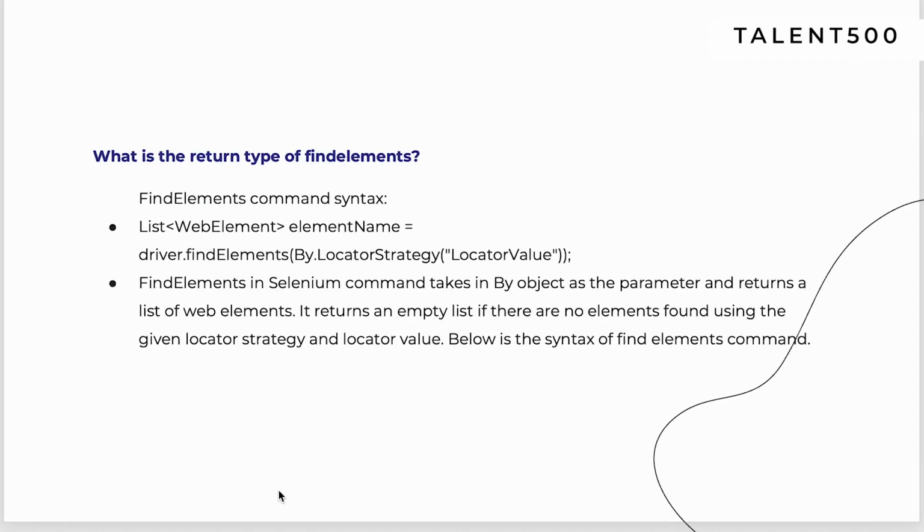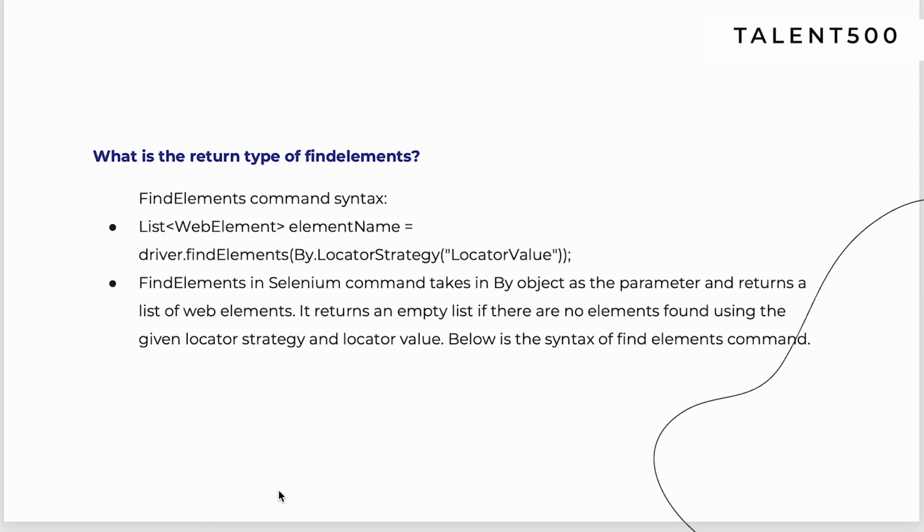What is the return type of findElements? There are two ways to identify an element: one by using findElement, one by using findElements, and the return types are pretty different in both cases. For findElements, the return type is List. The return type is List.